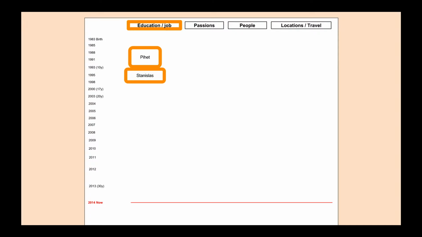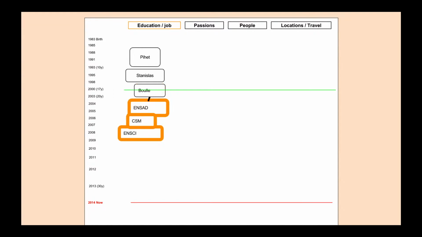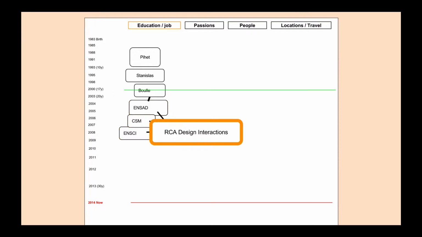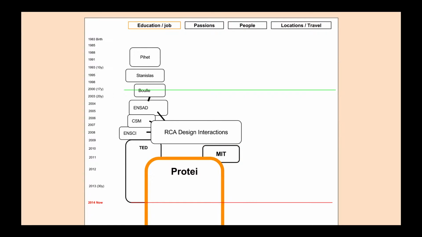I just went to a normal local school, public schools, in France. Then I went to the Boulle School, which is a craftsman school, where I developed this technique, actually because I wanted to decide what I would continue studying. I wasn't sure if I was going to continue studying craft or something else. Then I studied design in different institutions in France and in the UK. Then I applied for my master's degree at the Royal College of Art in Design Interactions, and I was lucky to be selected as a TED Fellow and went to work at MIT, and now I have my own company called Prote, after I left MIT.